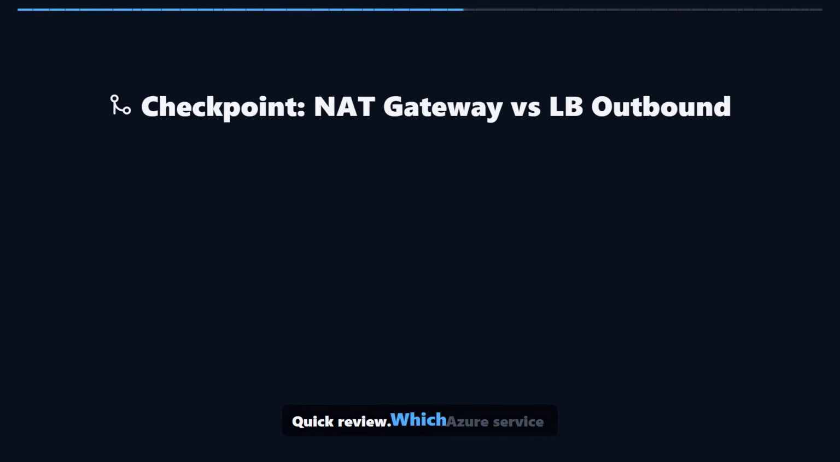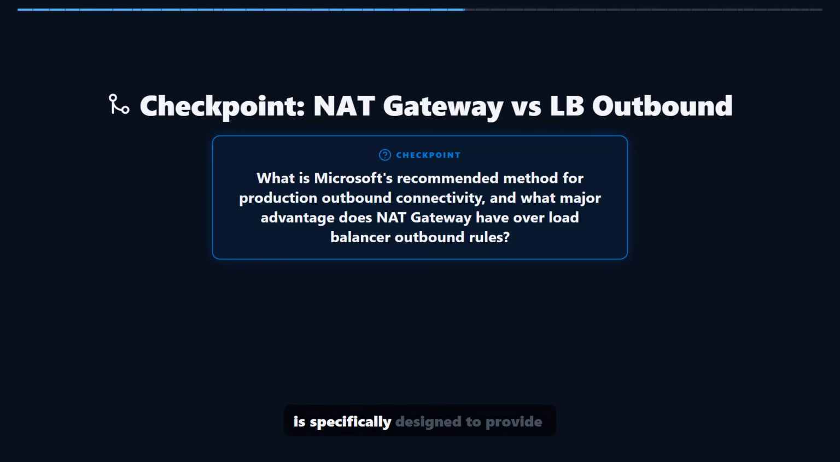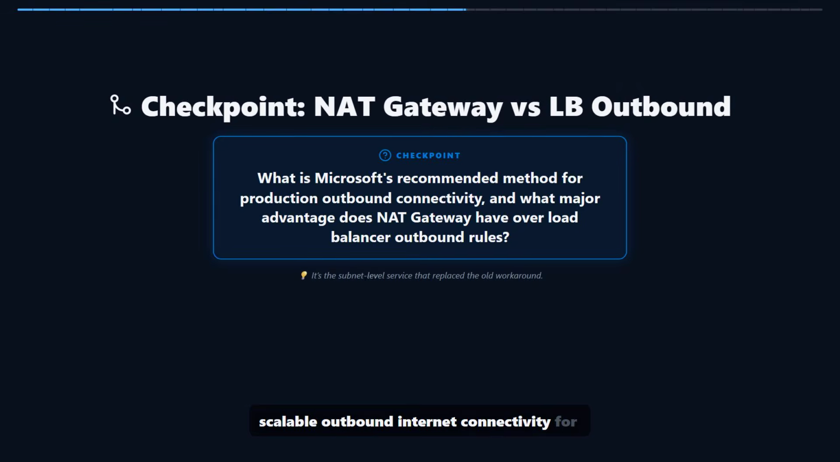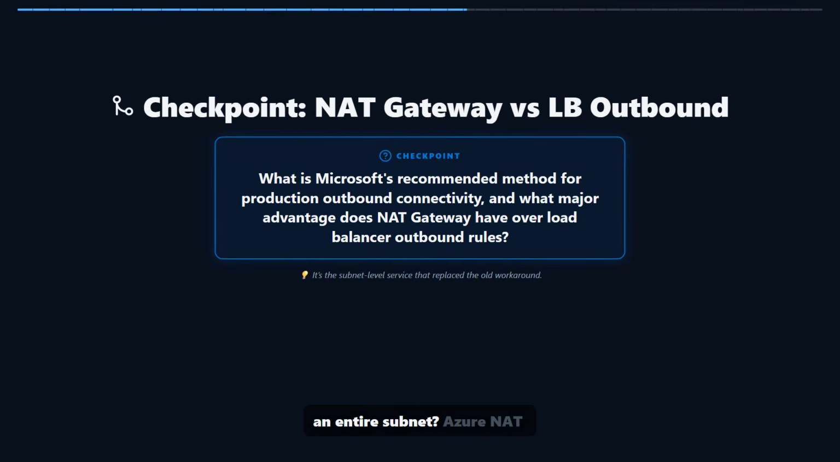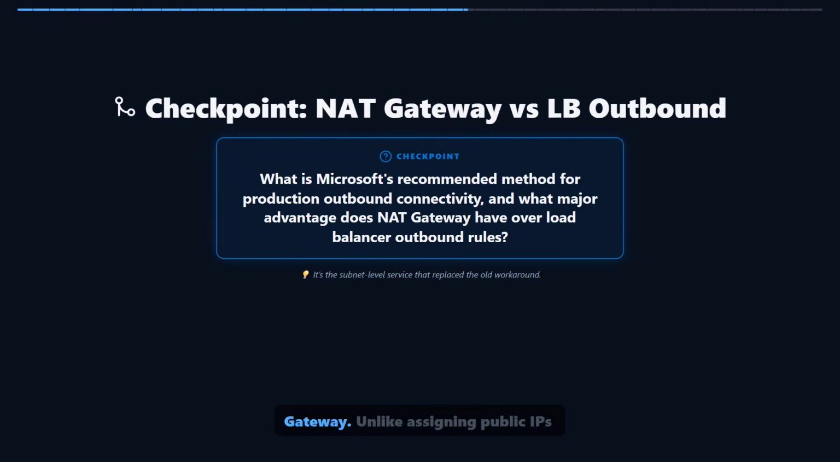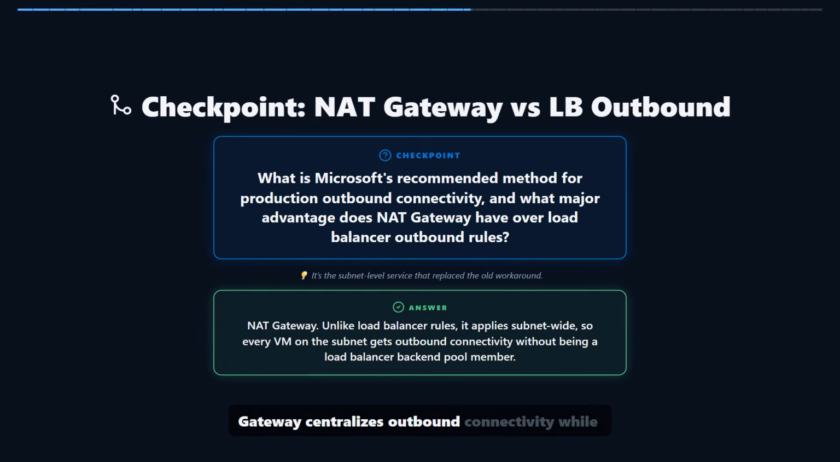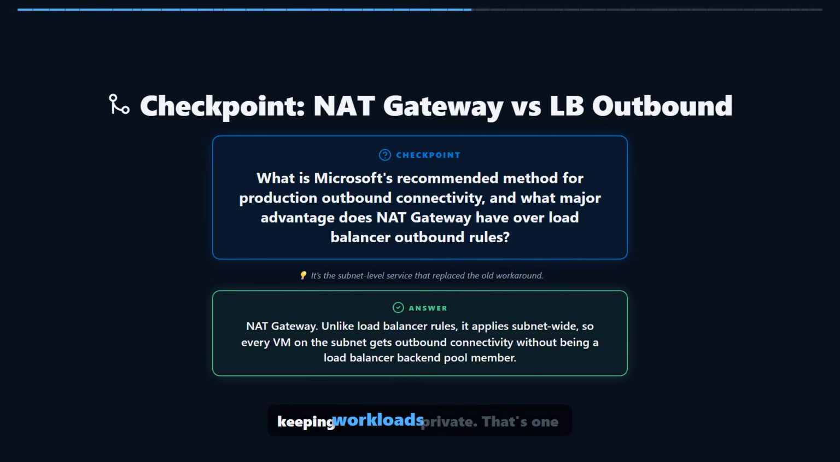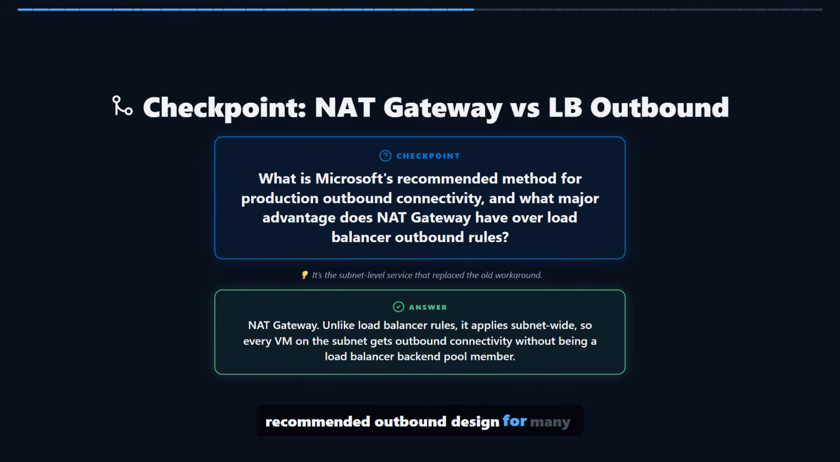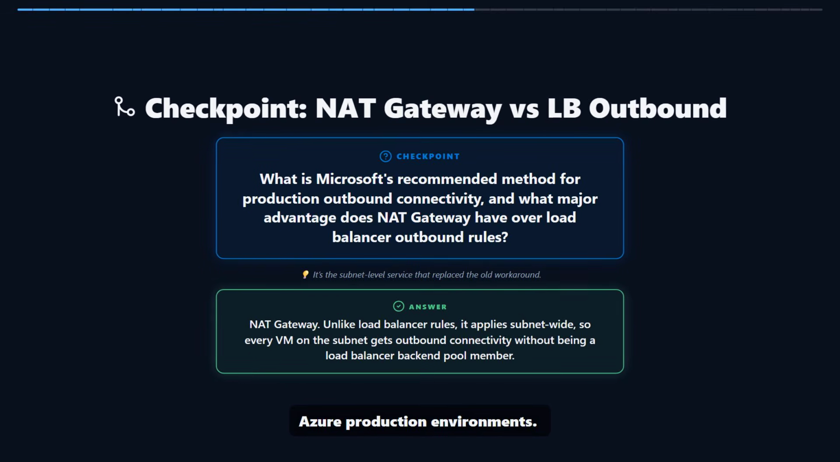Quick review. Which Azure service is specifically designed to provide scalable outbound internet connectivity for an entire subnet? Azure NAT Gateway. Unlike assigning public IPs directly to virtual machines, NAT Gateway centralizes outbound connectivity while keeping workloads private. That's one reason it has become the recommended outbound design for many Azure production environments.